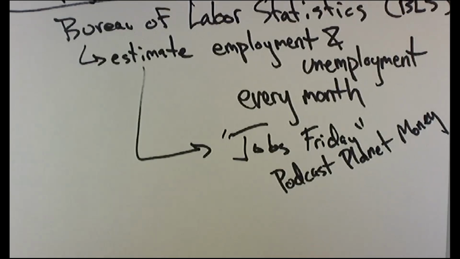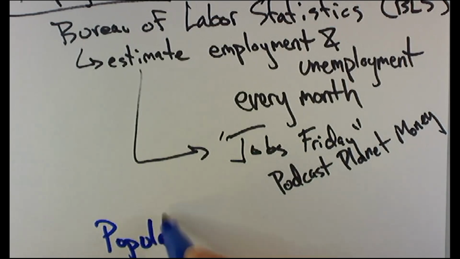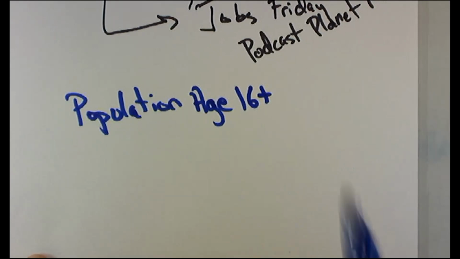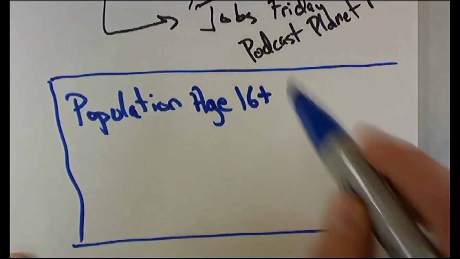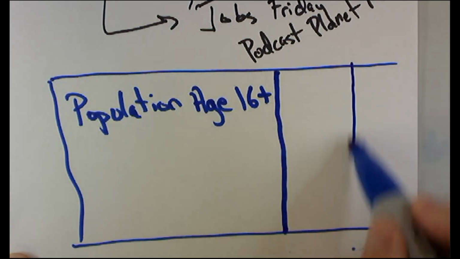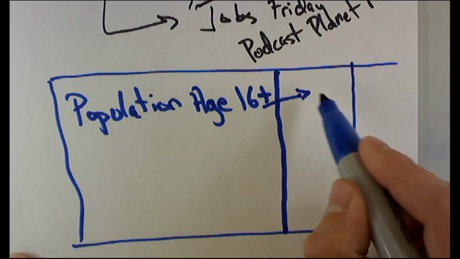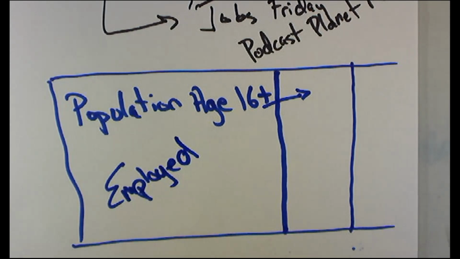So when we're talking about the unemployment rate, first of all, we're talking about a population that's age 16 plus. That's the first thing. And we've got two chunks of people in this 16 plus range: we've got employed people, and we have unemployed people.